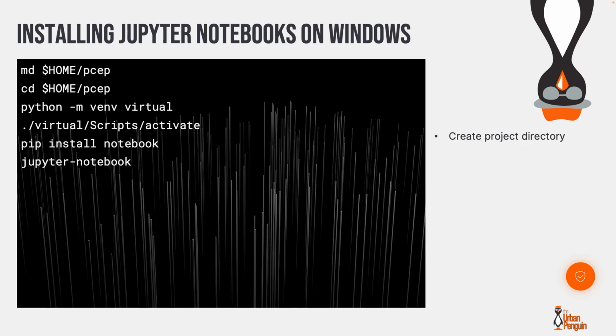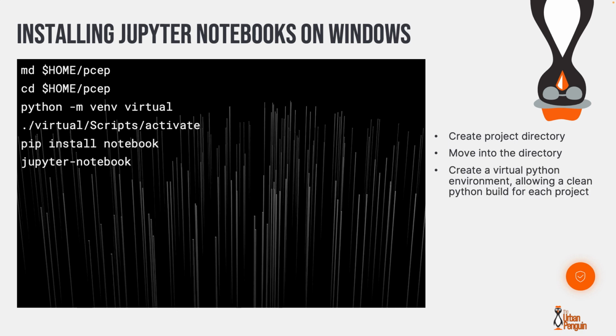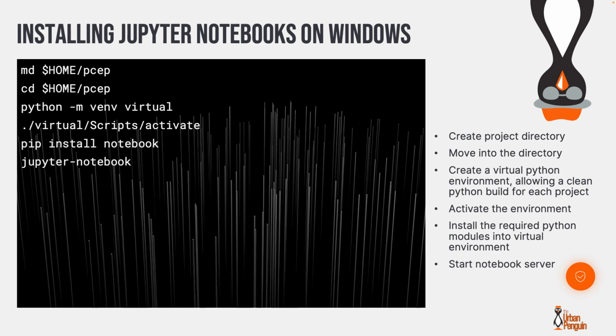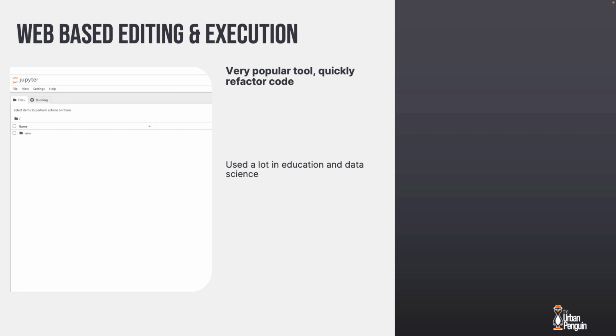As we step through the process, we explain in the slide that we're creating the project directory, moving into the directory, creating our Python virtual environment and activating the environment, installing the required module, and then starting our notebook server. Once that server does start, it's going to look something like this.